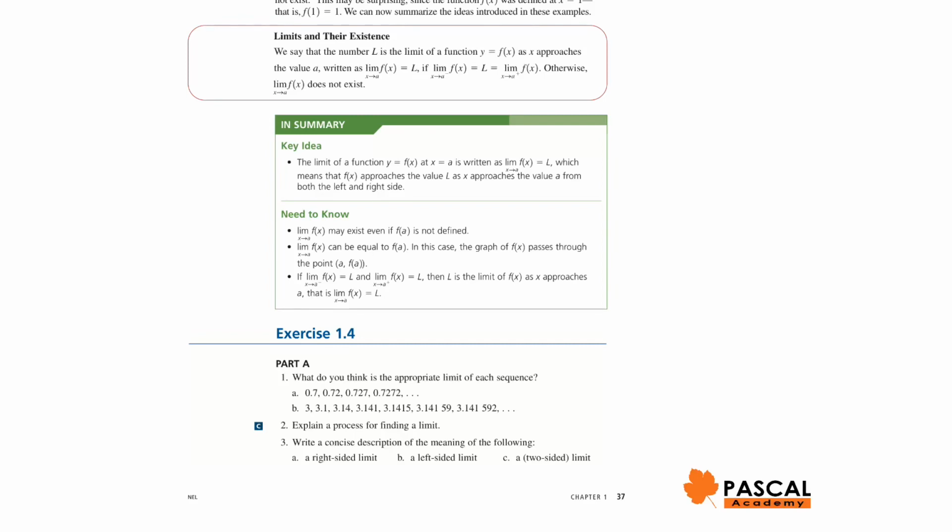MCV4U1, Chapter 1, Introduction to Calculus, Session 10. In this session, we are going to work on the questions assigned in the previous session.